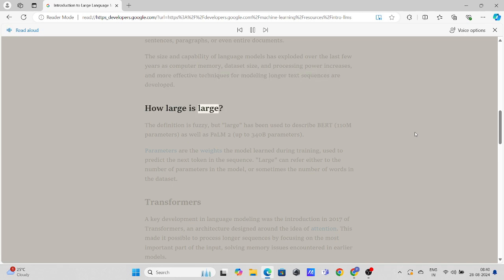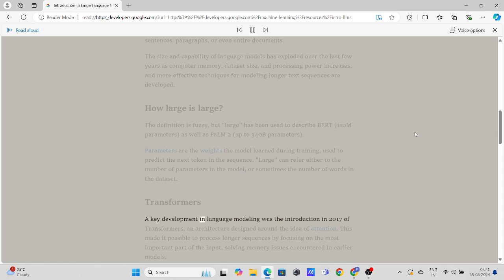How large is large? The definition is fuzzy, but large has been used to describe BERT, 110M parameters, as well as PaLM 2, up to 340B parameters. Parameters are the weights the model learned during training, used to predict the next token in the sequence. Large can refer either to the number of parameters in the model, or sometimes the number of words in the dataset.